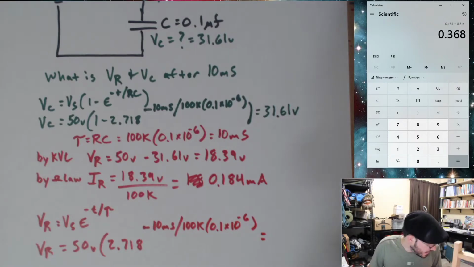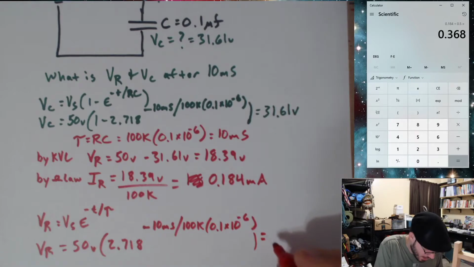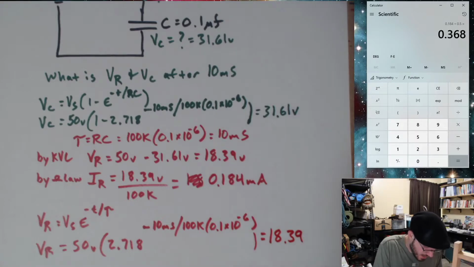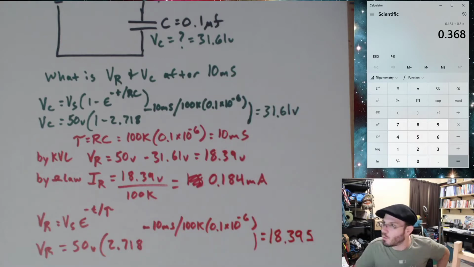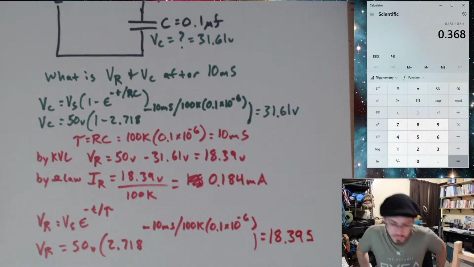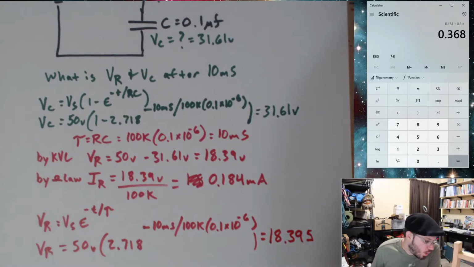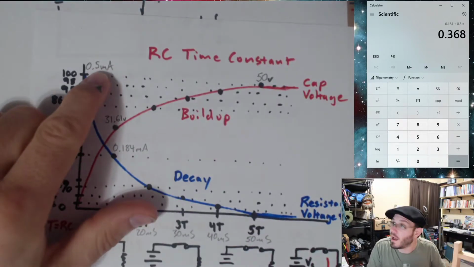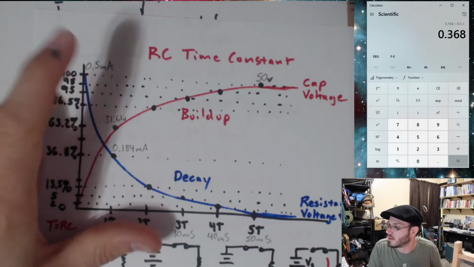Well, what's that going to be equal to? Fortunately, 18.39. If you take it out to one more decimal point, 5, which is exactly what we calculated just using KVL. Okay? So, do I have any questions about this? Did I write it wrong? 0.5 milliamps. Yeah, I got that right.